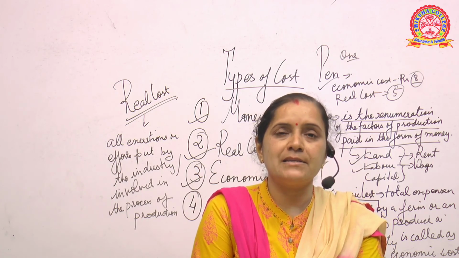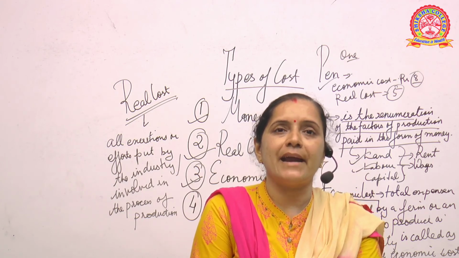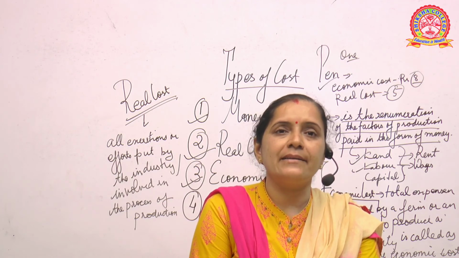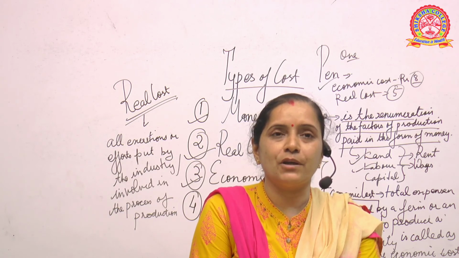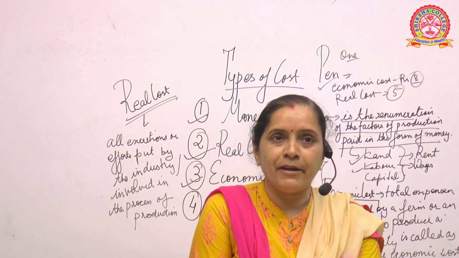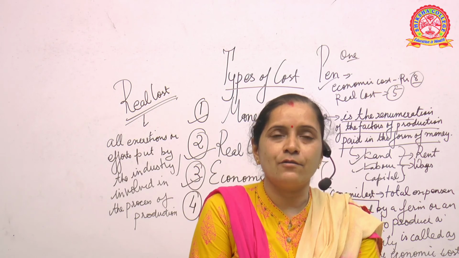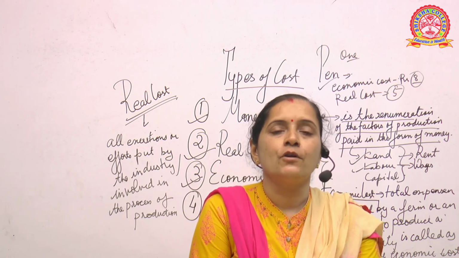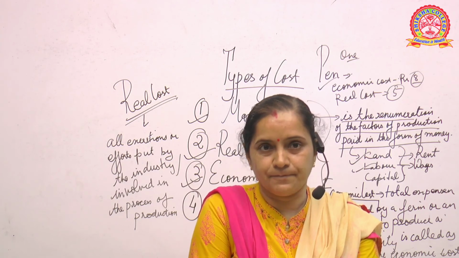Please try to simplify things, and don't mug up or learn the definition by heart. Try to understand the definition and its meaning, then you can put it in your own words also. Now, when you are trying to define cost, I told you, it is the expenditure made by a firm to produce goods and services.